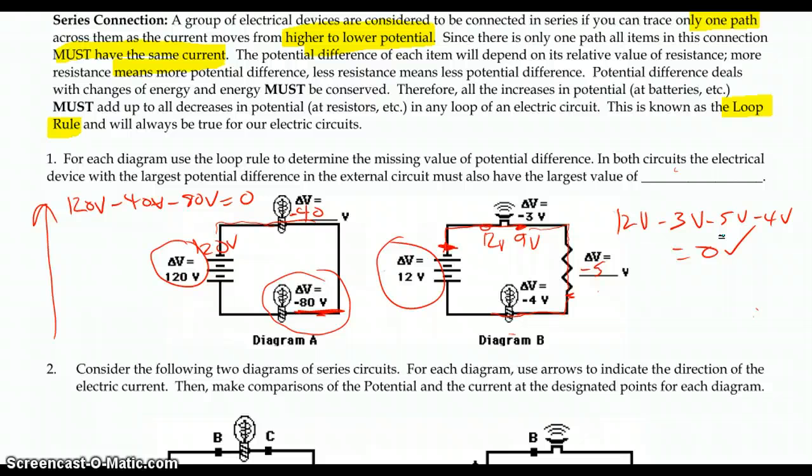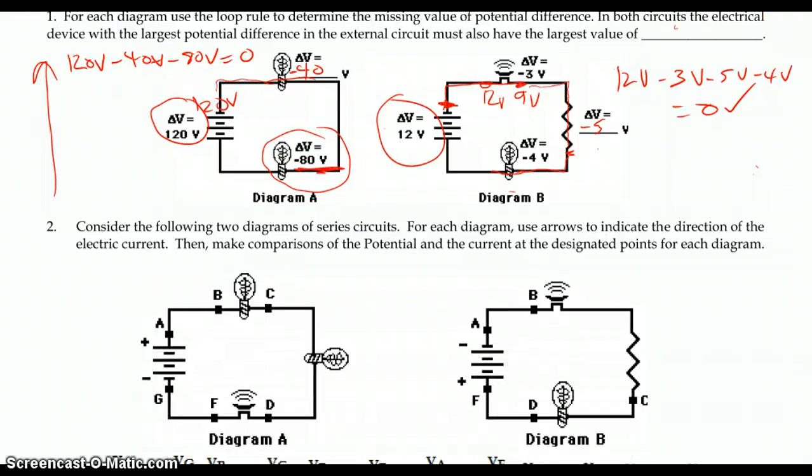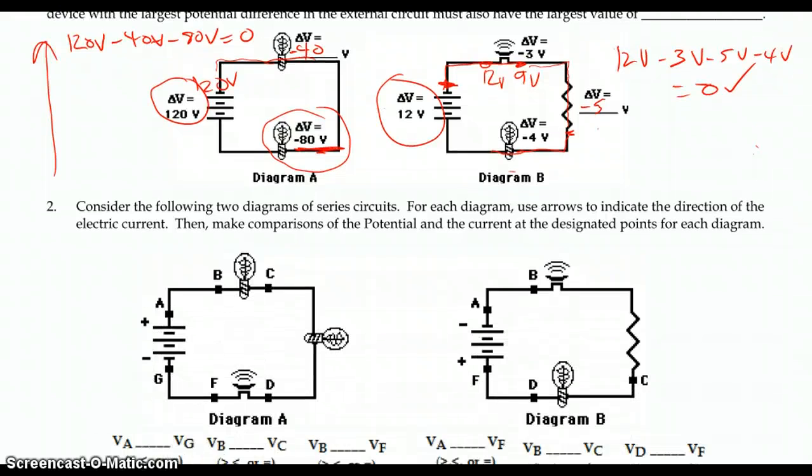Alright, so that's true for any one loop of a circuit. And any DC circuit will always be that way. It's one of Kirchhoff's rules, the loop rule.